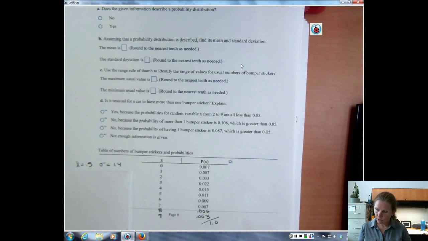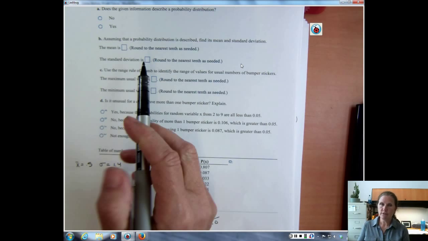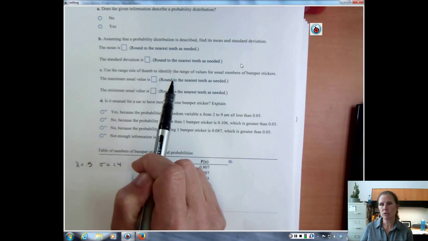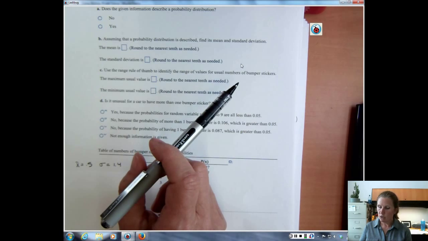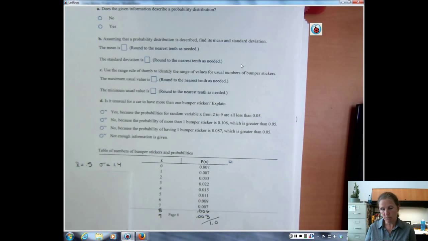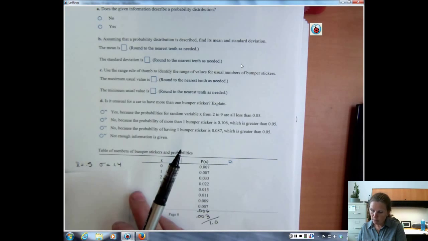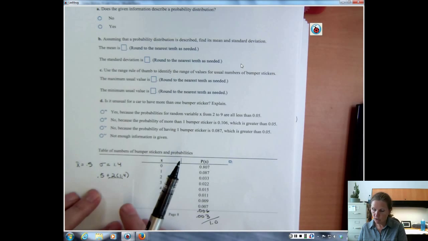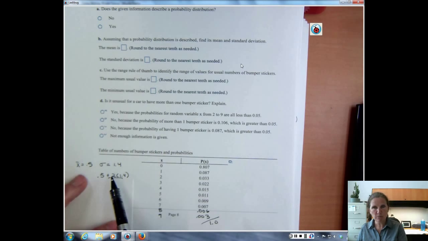Okay, so the next question is: use the range rule of thumb to identify the range of values for usual numbers of bumper stickers. The usual values fall between 2 standard deviations below and 2 standard deviations above. So if I take my mean, which is 0.5, and I add 2 times the standard deviation, that's going to give me my maximum usual value, which is 3.3. If I take my mean and I subtract 2 times the standard deviation, I get my minimum value.